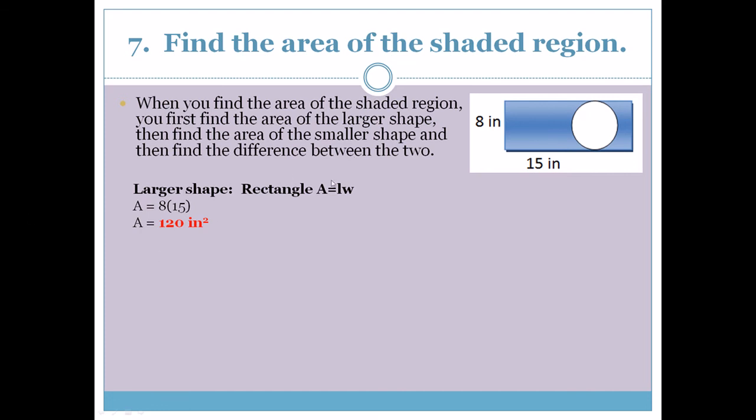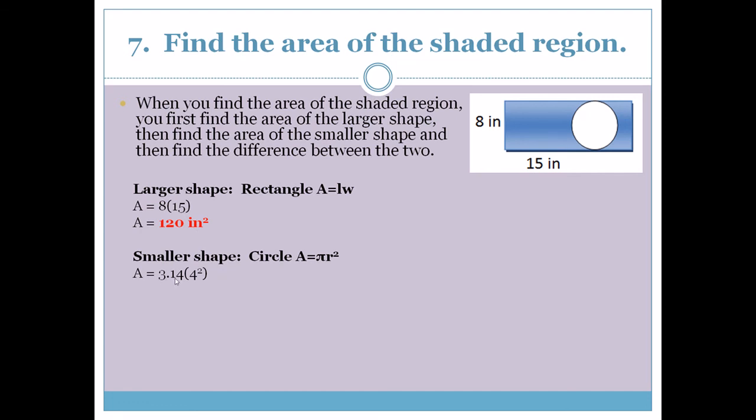Now we find the area of the smaller shape, which is a circle, and I'm going to use the formula pi radius squared. Because I have to subtract my answer from 120, I am going to substitute 3.14 for pi. I'm just going to estimate, because otherwise I can't subtract a pi from a regular number. I've got to actually use it.